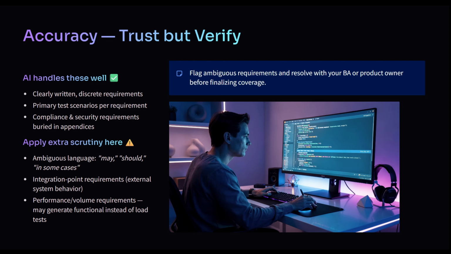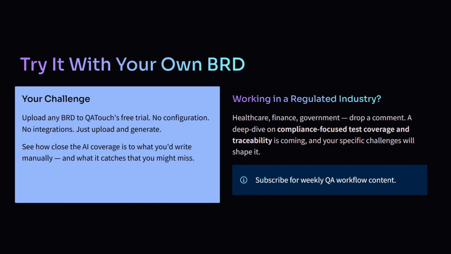Also apply extra scrutiny to integration point requirements. Where your system interfaces with external systems, the BRD may specify behavior at the boundary, but your test cases need to account for the actual behavior of those external systems, which the document doesn't fully describe. And always check that performance and volume requirements translated correctly. "The system shall process 10,000 transactions per hour" might generate a functional test case instead of a load testing scenario. That's worth reviewing.